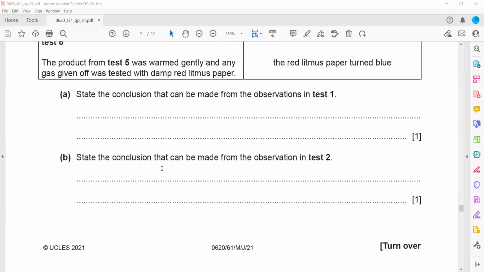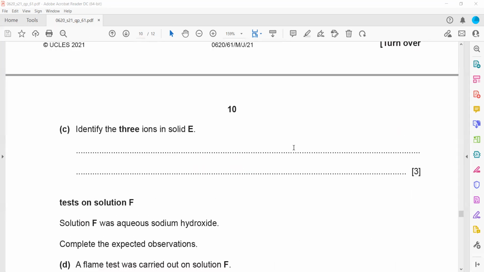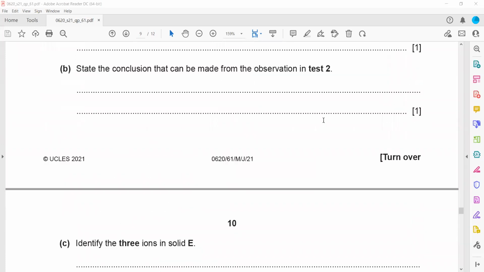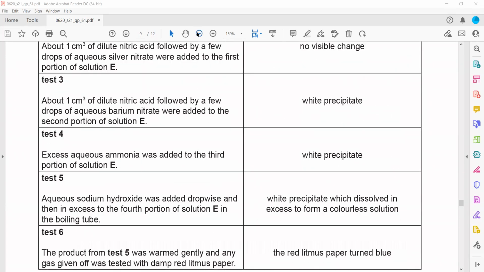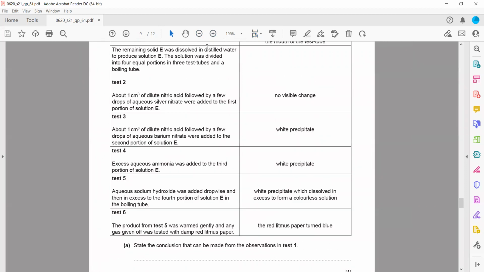Then identify 3 ions in solid E. So how do we identify the 3 ions which are present in solid E? If you see this test, adding barium nitrate, we get a white precipitate. So this test indicates there is a sulfate ion. The test 4 and test 5 indicate there is aluminum ion, because in excess of the aqueous ammonia, the white precipitate of aluminum does not dissolve, and in excess of sodium hydroxide, the white precipitate dissolves.